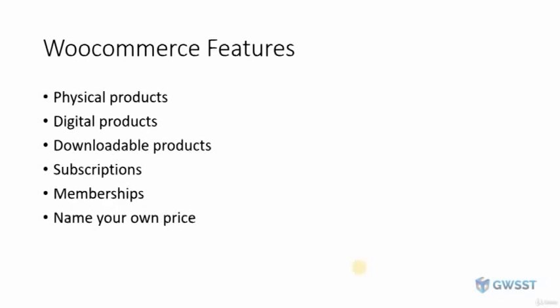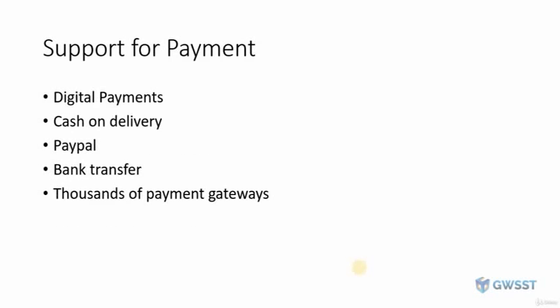With the help of WooCommerce, you can sell physical products, digital products, downloadable products, subscriptions, and memberships. And the best thing about WooCommerce is that for your product, you can set up your own price. Another great thing about WooCommerce is that it supports a lot of ways you can collect payments. We have digital payments, cash on delivery, PayPal, bank transfer, and there are so many payment gateways which you can integrate into your WooCommerce site.